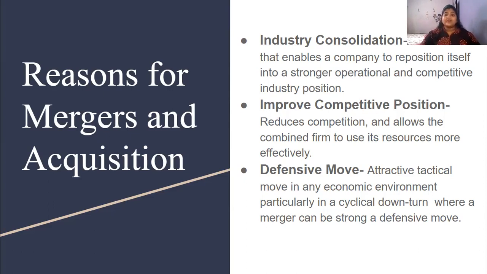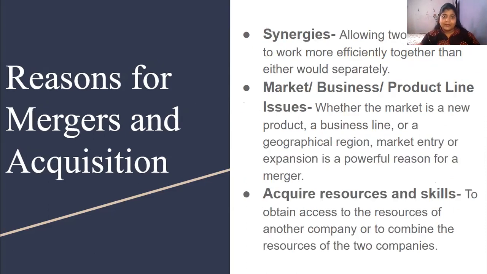Third reason is defensive move. An attractive tactical move in any economic environment, particularly in a cyclical downturn, where a merger can be a strong defensive move. So the third major reason for merger and acquisition is it's a defensive move. It's a tactical move in any economic environment, especially when there's a cyclical downturn. So it's a tactical or defensive move so that you can merge with others. It's a tactical decision. So that's a third important reason.